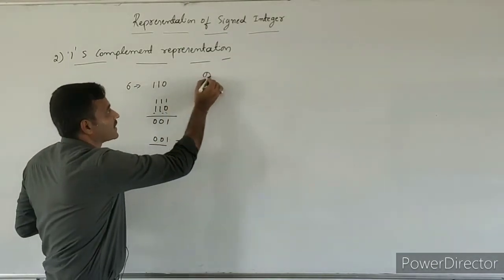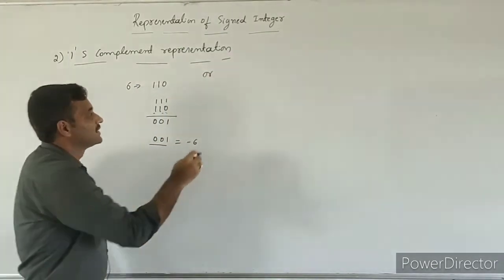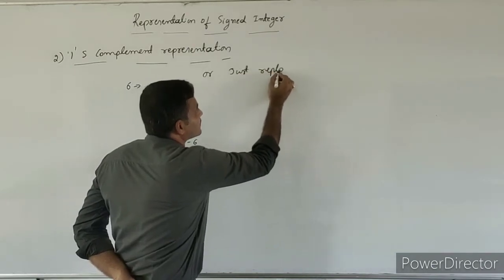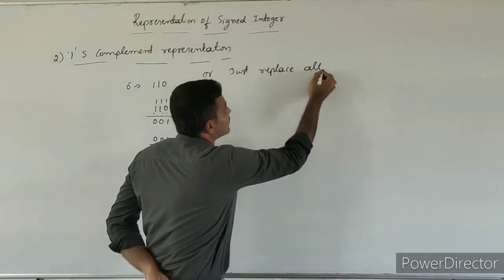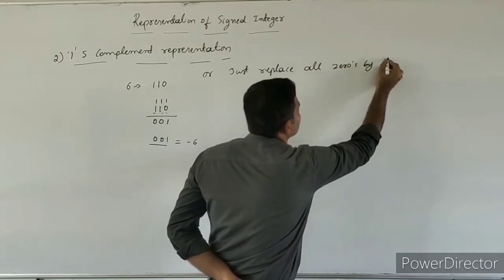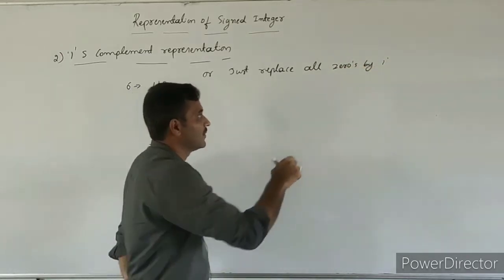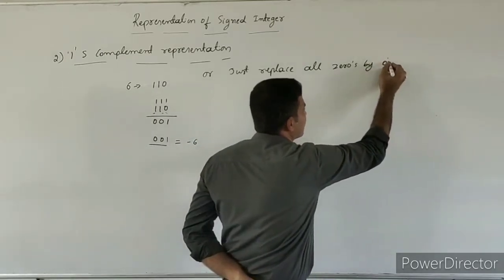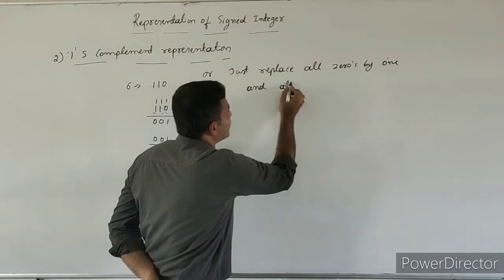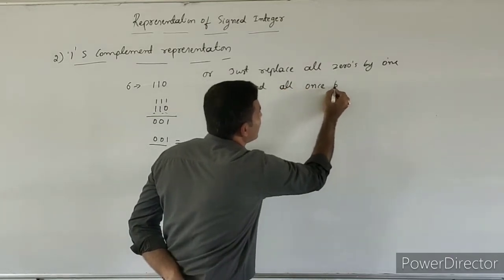Or there is one more method: just replace all zeros by 1 and all ones by 0.